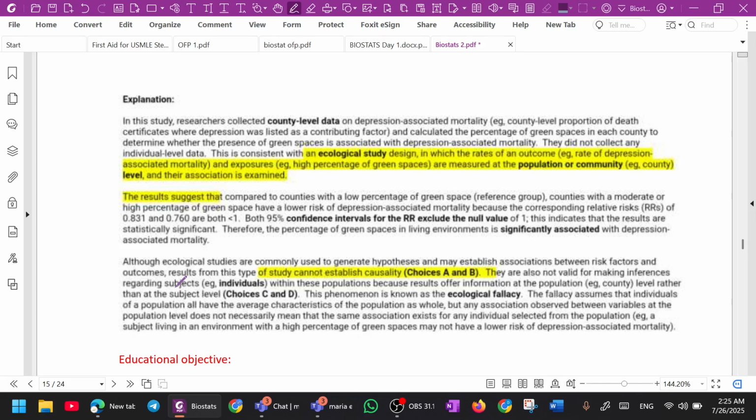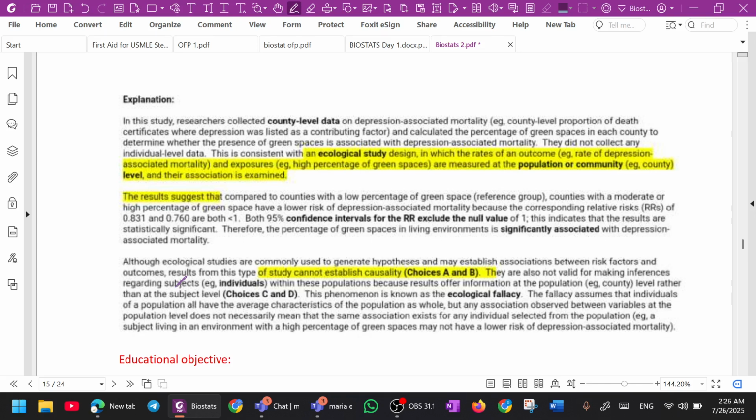Although ecological studies are commonly used to generate hypotheses and may establish the association between the risk factor and the outcomes, results from this type of study cannot establish causality. They are also not valid for making inference regarding individuals within this population, because the results offer information at the population country level rather than at the subject level. Choice C and D.